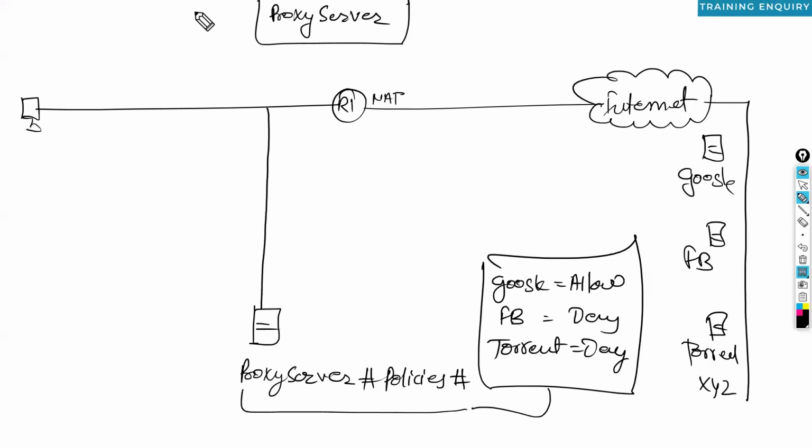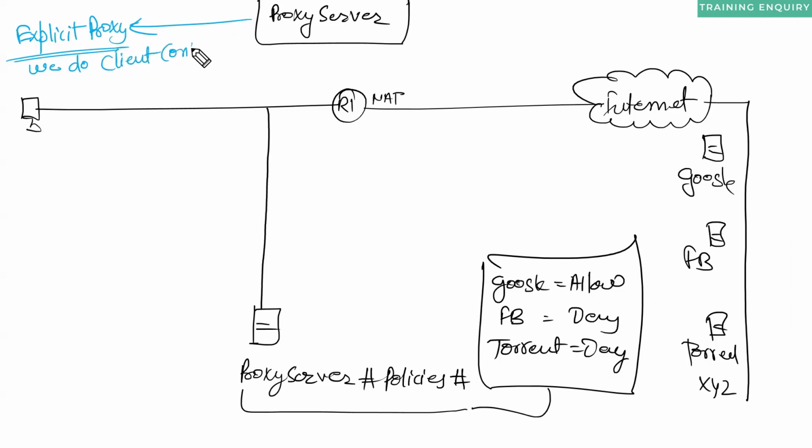Done. Now, the client needs to send requests to the proxy server, but the client will not send on its own. So as a system engineer or network engineer, you have options. You can force the client to send the request to the proxy server. The proxy server can be deployed in two ways. The first method is explicit proxy, and in explicit proxy we do client configuration.